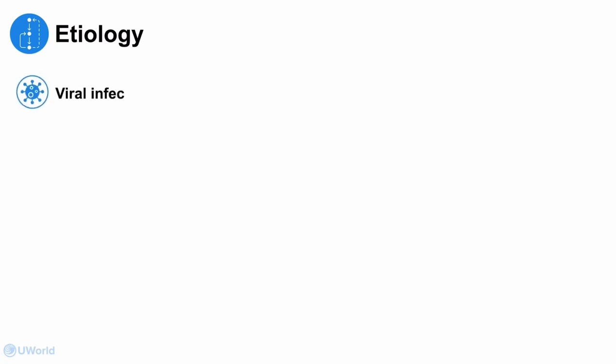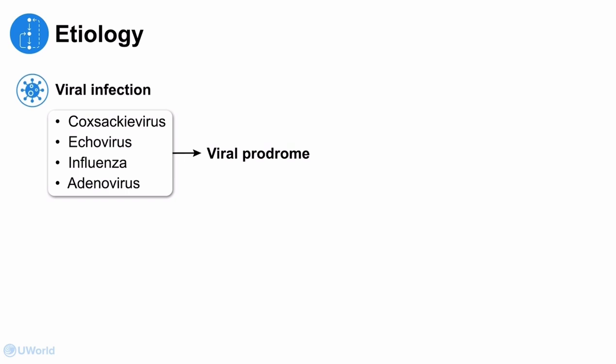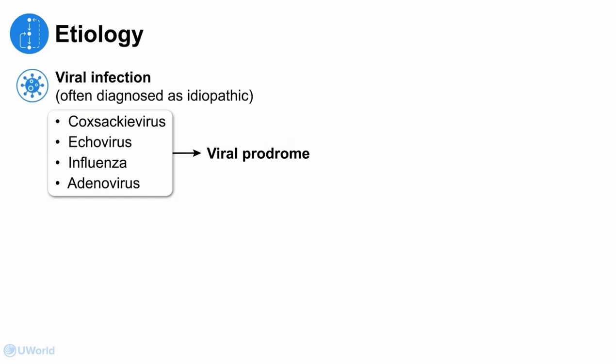Systemic viral infection is the most common cause of acute pericarditis. Frequently implicated viruses include Coxsackie virus, echovirus, influenza, and adenovirus. Patients may experience a viral prodrome consisting of fever, malaise, and respiratory and gastrointestinal symptoms. But in some cases, pericarditis is the only apparent manifestation of viral infection. Such patients are often diagnosed with idiopathic pericarditis.